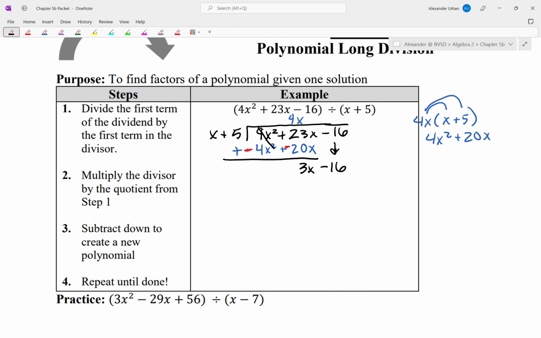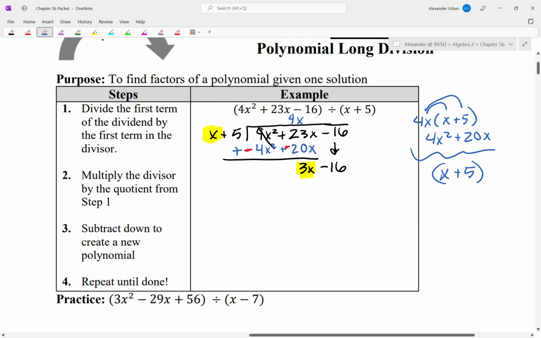So now I need to match my x with this 3x. So that means I need to multiply the x plus 5. I need to multiply this x plus 5 to match this 3x by a positive 3. So I am going to multiply it by positive 3, and I'm going to distribute again. And I end up with 3x plus 15.